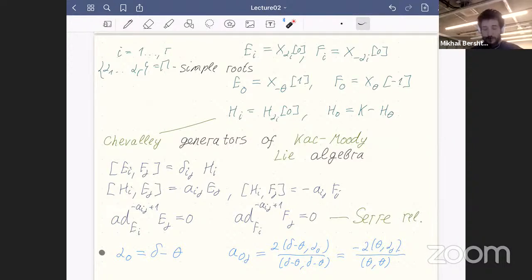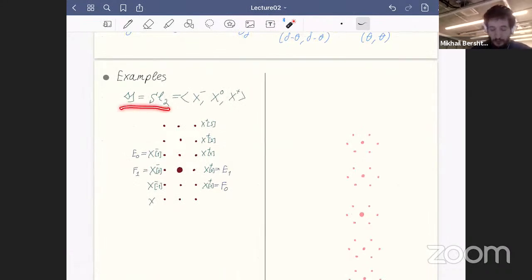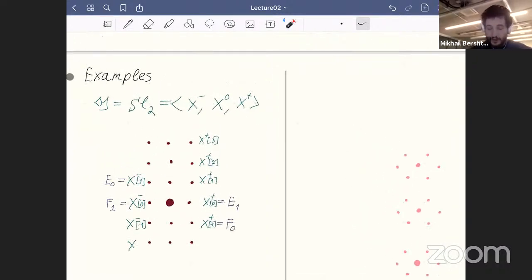So this is the standard presentation of the Kac-Moody algebra. The Kac-Moody algebra is presented in terms of Chevalley generators: we have e's, f's, and also h's. Let me show this on the picture. The first example is the algebra sl2. It is three-dimensional and has standard generators e, h, and f. But because I used e and f for the Chevalley generators of the affine algebra, I use x plus instead of e, x minus instead of f, and x0 instead of h.